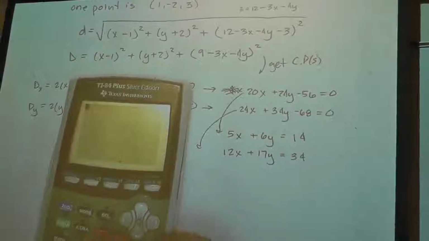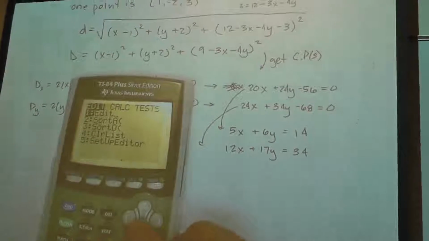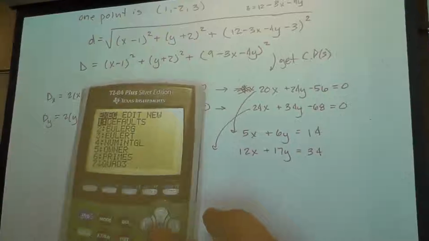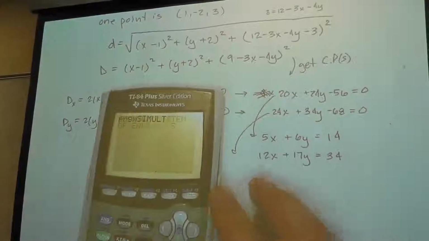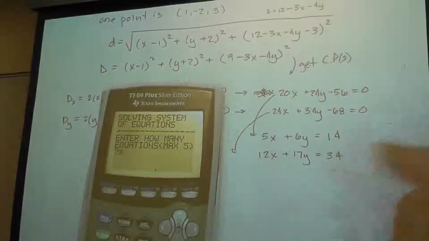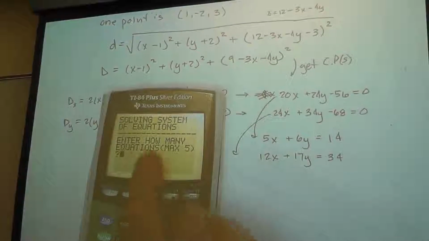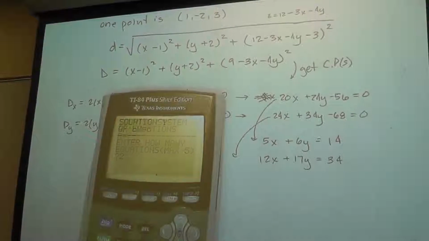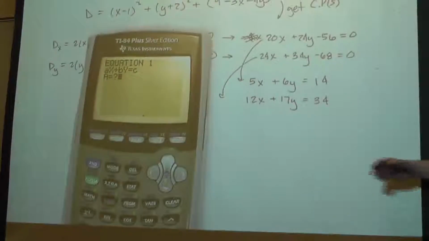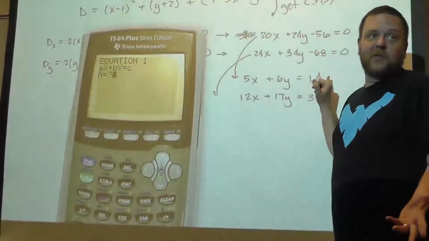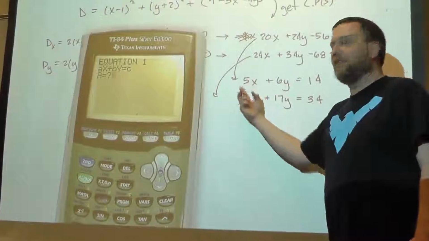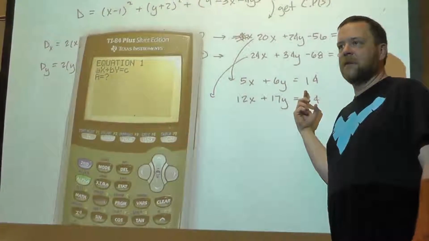So the way the simul program works is, programs, simul. When you pull up a program, it prompts you for how many equations you want to solve. This is a 2-equation system, so you just type in the number of equations first. And the program prompts you for the x, y, and constant coefficients in order from left to right. So you only need to type in the 5 and the 6 and the 14, okay?